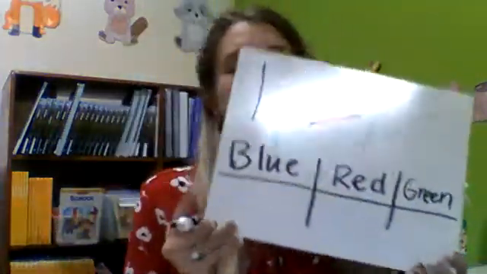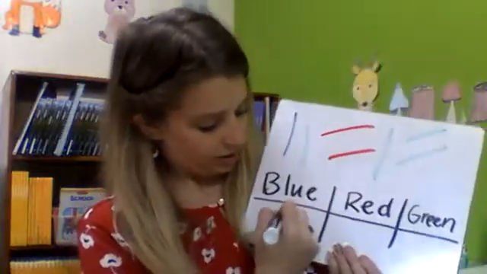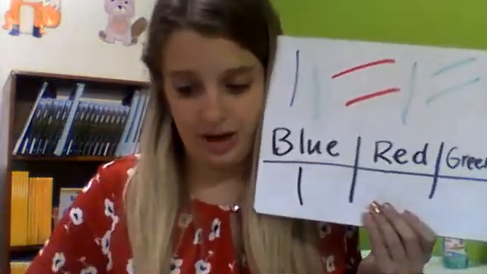So I'm going to go ahead and write down blue, red, and green. Okay, so how many blue crayons do you see? 1, so I'm going to put a tally mark, okay?